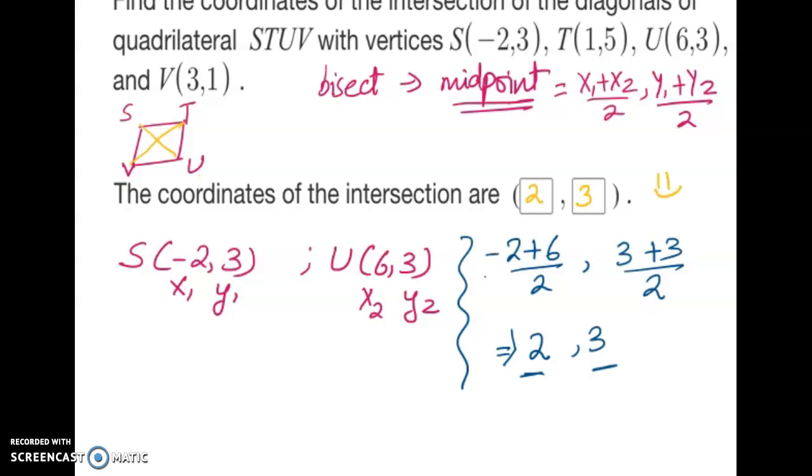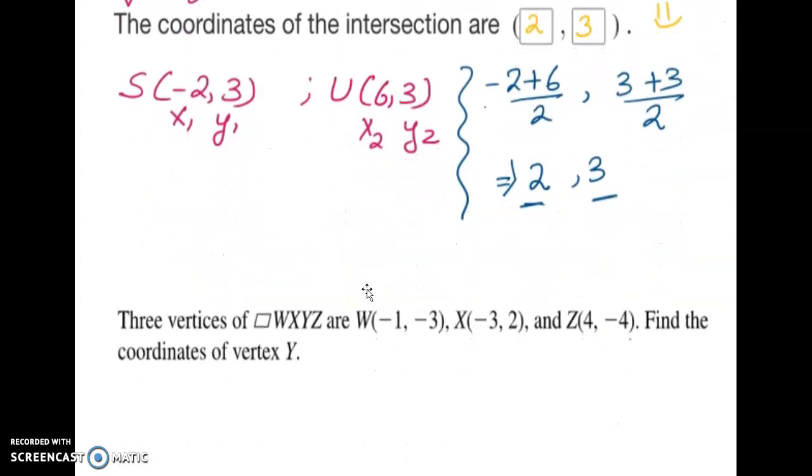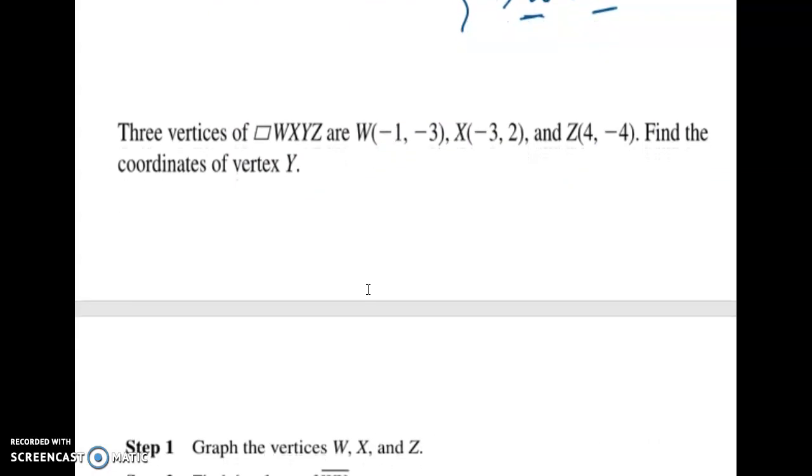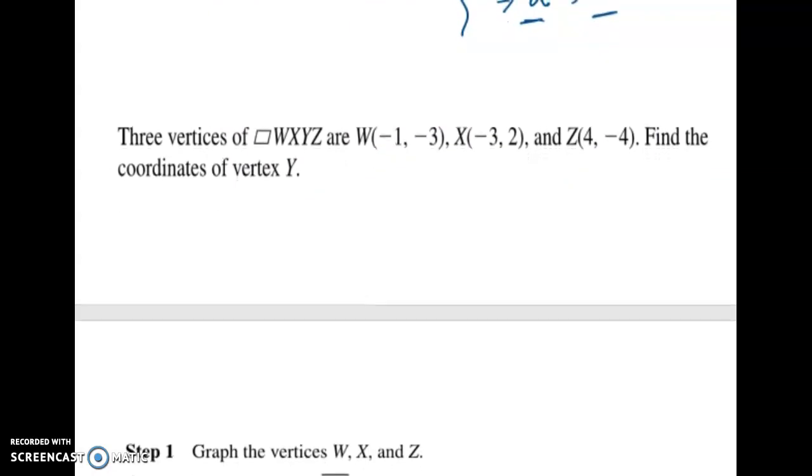Based on this problem that I just solved for you, I have another question for you. Try this question on your own and let me know what you got. So question number 3 for you. Okay, I asked you to try question number 3. Let's solve it together.